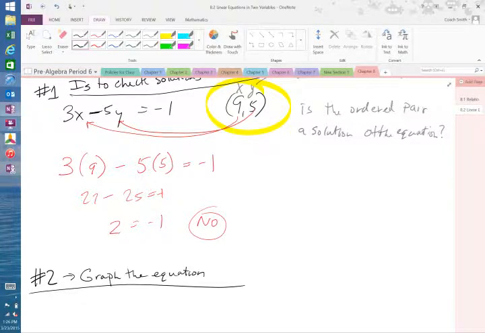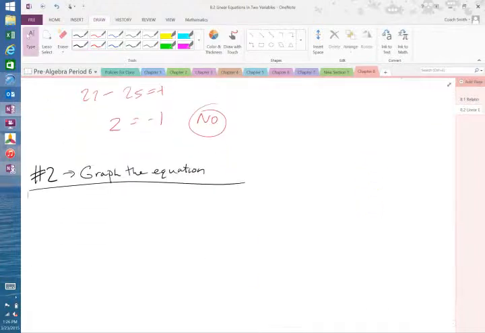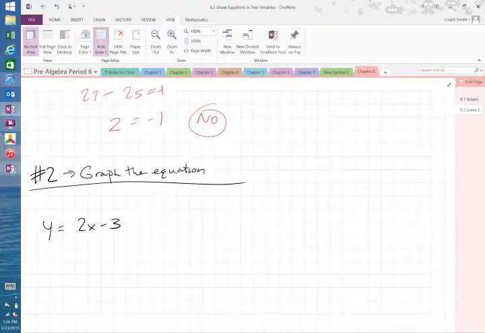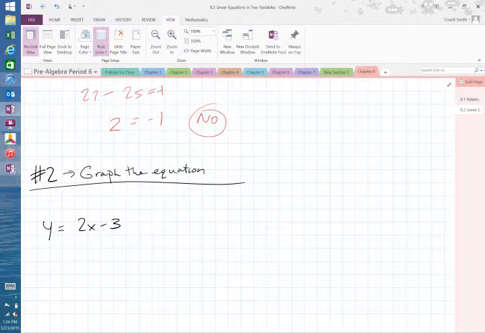So they want us to graph this. Okay, they want us to graph an equation that they're giving us. For example, they want us to graph y equal 2x minus 3. Now I'm going to change my graph here, graph paper. Now, how do we do that? Okay, well, what they want you to do is basically this.